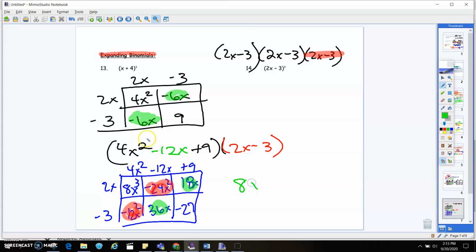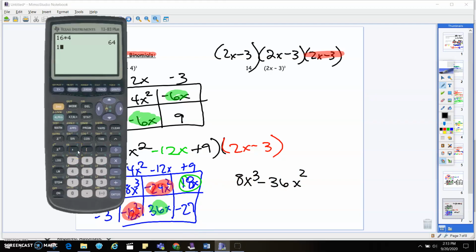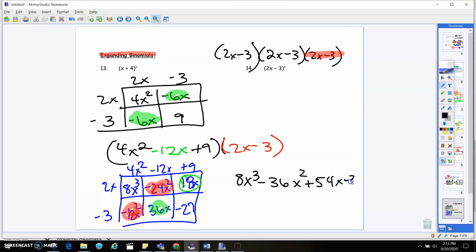So if we combine like terms, I'm sorry, got a little distracted. If we combine like terms, we're going to get 8x cubed, and then negative 24 minus 12 is negative 36x squared. 18 plus 36 is going to give me 54x, and then minus 27. Again, in descending standard form, boom, done. That took so long. It took so long.